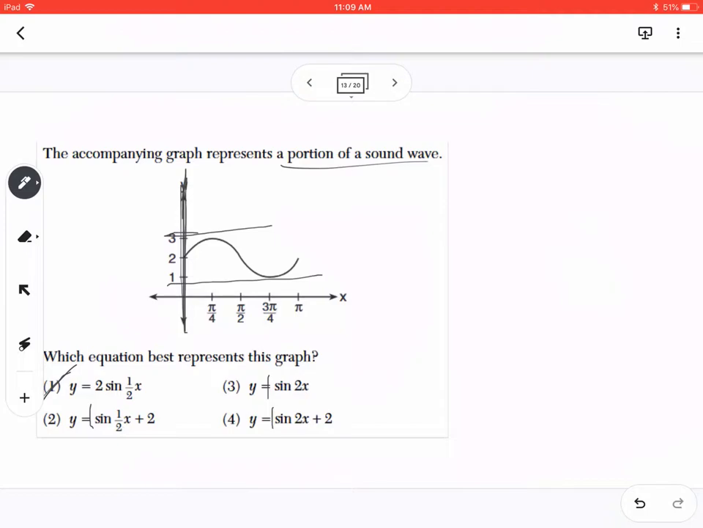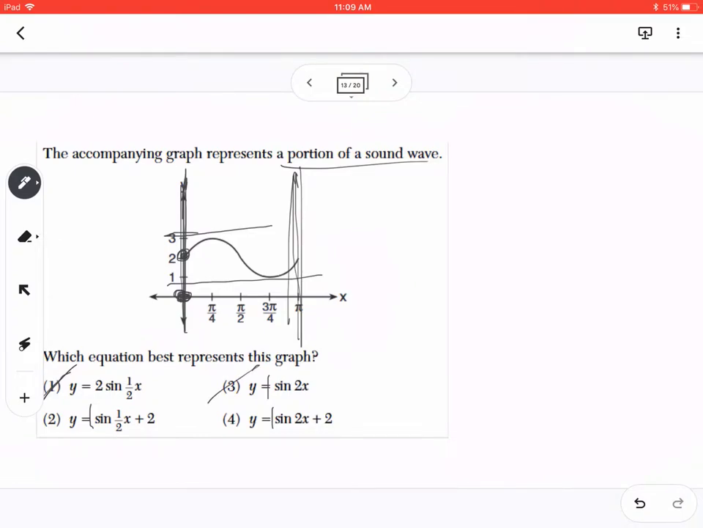Remember how this is a sine function also? And sine functions usually start, right here you've seen it start at 0, 2. Sine functions usually start at the origin. So this means that we had a translation up 2 units. So we're going to expect to also see a plus 2 at the end, which happens in choice 2 and 4. Choice 3 is out.